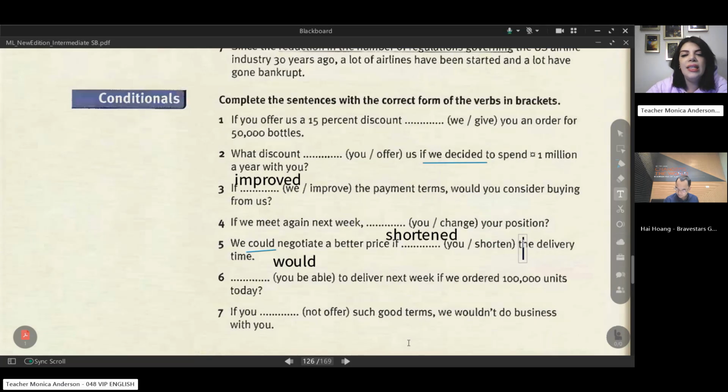And number 6. Would you be able? Very good. And number 7, if you didn't offer, very good. If you didn't offer such good terms, we wouldn't do business with you.